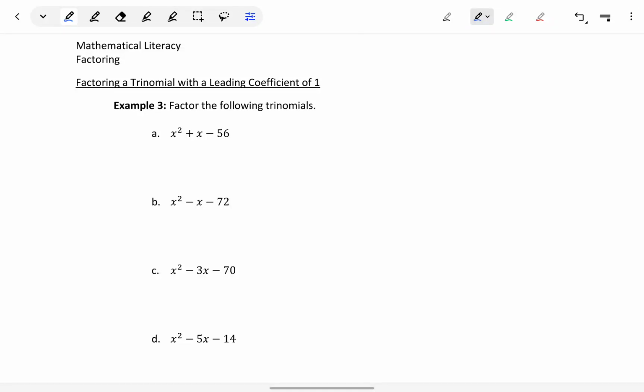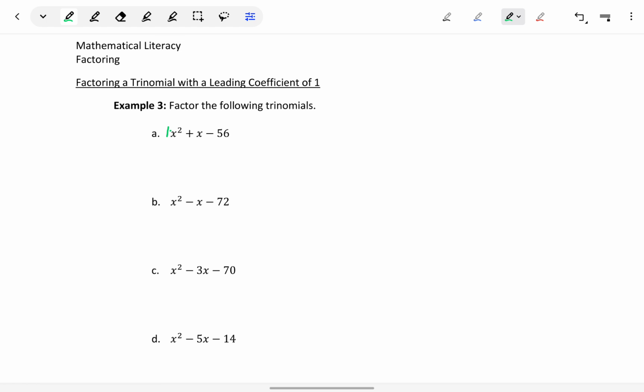In example 3, we want to take a look at factoring a trinomial with a leading coefficient of 1. So we want to make sure we're very clear on that. This process that we're about to talk about only works when that leading term is x squared.